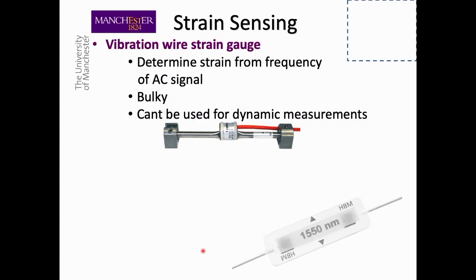So we've got vibration wire strain gauges, which determine strain from the frequency of an AC signal. You can see these are really rather bulky in comparison to the foil strain gauge. They can't be used for dynamic measurements.